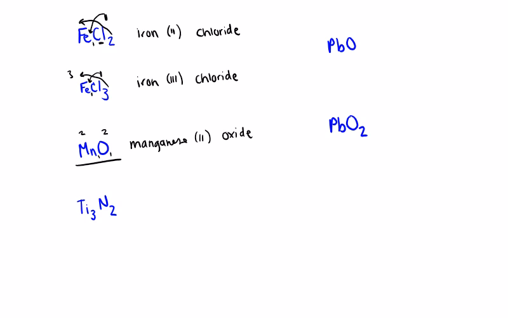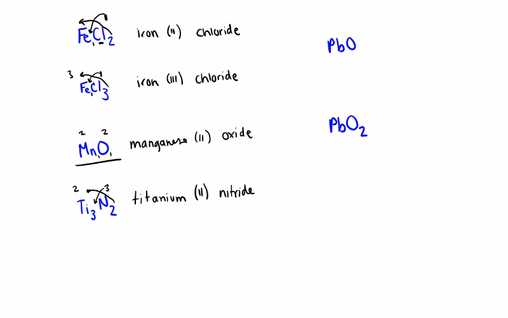Ti3N2. So Ti is titanium. It's a Roman numeral, and so transition metal. N is nitride. Okay, when we undo our crisscross, nitrogen has a 3 as an oxidation number. There's my 3. So that means that this 2 had to come from titanium. So this is titanium 2 nitride.